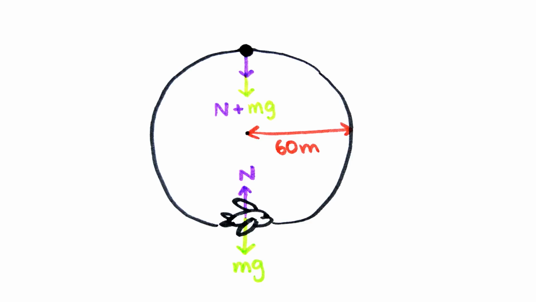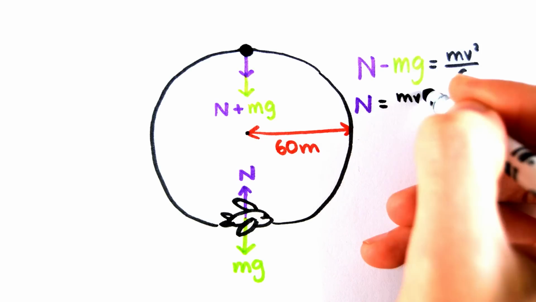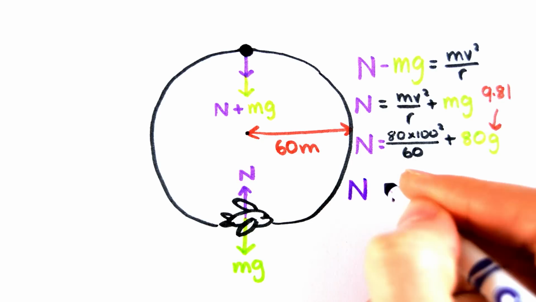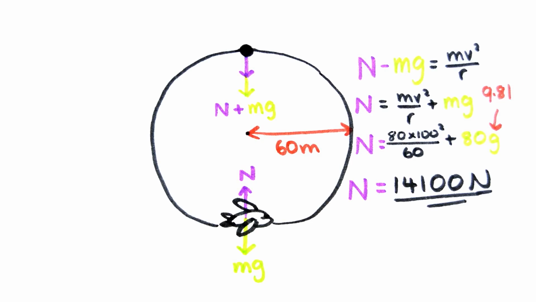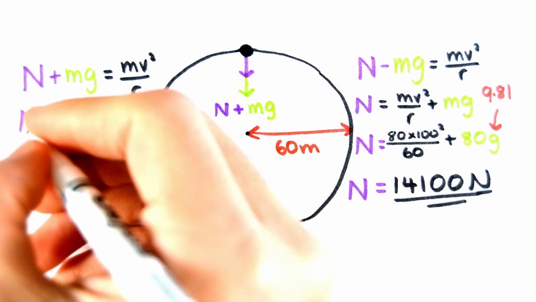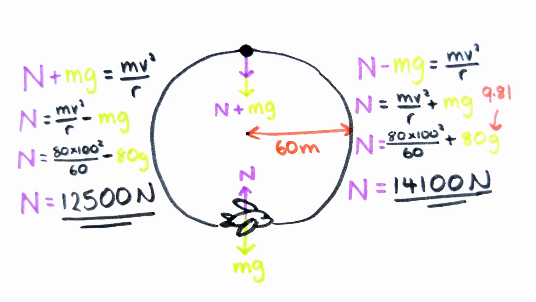Given that the pilot had a mass of 80 kilograms and the plane was travelling at 100 meters per second, we can work out the normal reaction force acting on the pilot at the bottom of the circle to be 14,100 newtons. And at the top, the normal reaction force is 12,500 newtons, which is a very strong force.